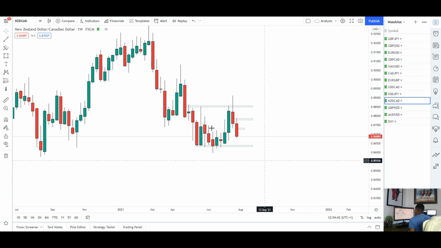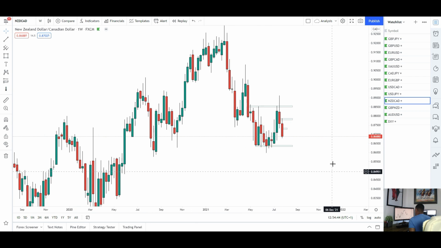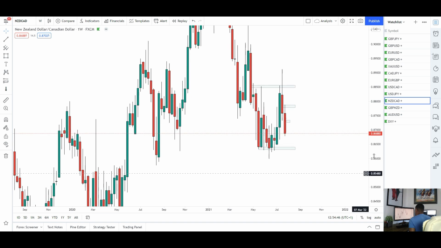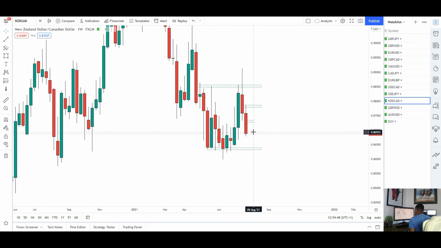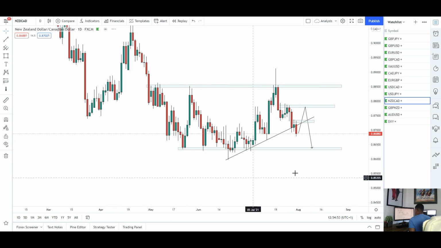You can see on the weekly as well, a nice wick to the upside and still very bearish closes there on the weekly. So I'm looking for next week's candle to open up and just fill that gap to the downside there from a weekly point of view.